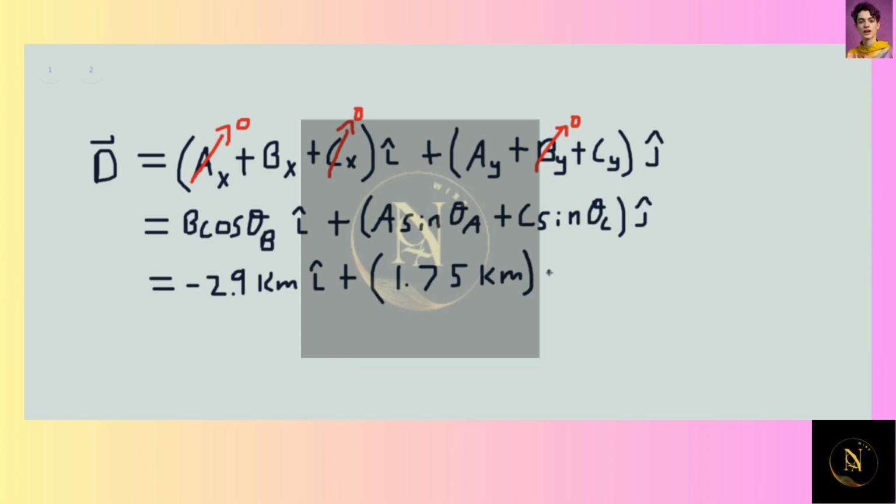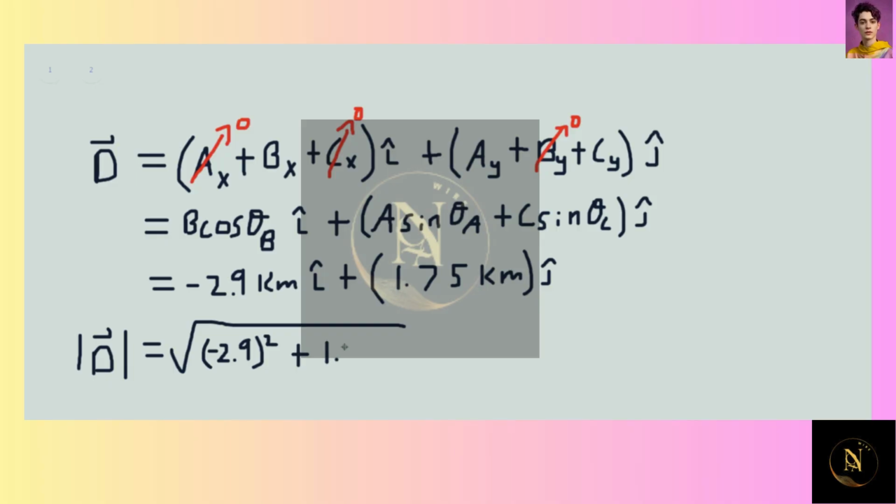And that's your j hat. So now we have our i hat and j hat components of vector D, so we can use the Pythagorean theorem to find the magnitude of vector D. It is just going to be equal to the square root of the sum of the squares that make up both sides. So this is going to be negative 2.9 kilometers squared plus 1.75 kilometers squared, all square rooted. That gives us units of kilometers in the end, so we can pull that out front. Plugging those values in and taking the square root, we find that this is equal to 3.39 kilometers.